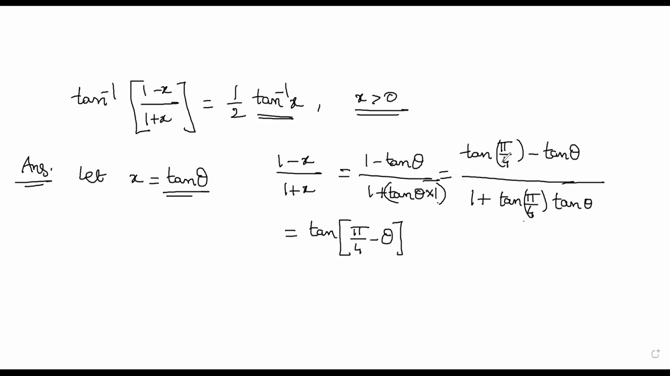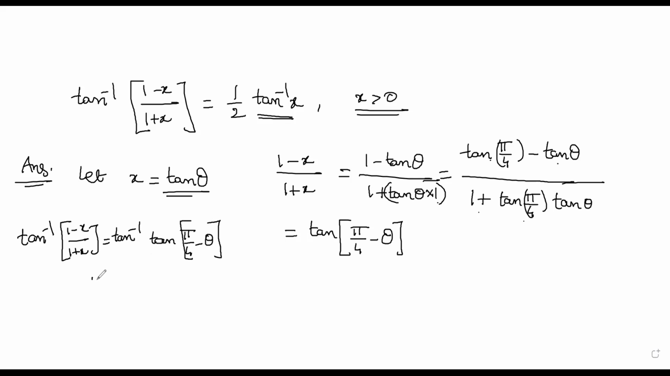Tan of A minus B is tan A minus tan B divided by 1 plus tan A tan B. So tan of pi by 4 minus theta. Now what they asked is tan inverse of 1 minus x by 1 plus x. What will it become? It will become tan inverse of tan of pi by 4 minus theta. So this is where we are.